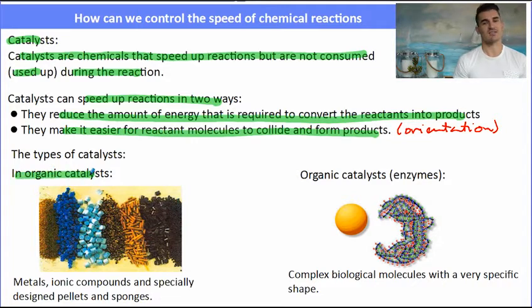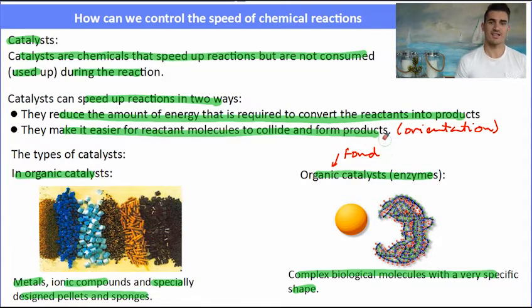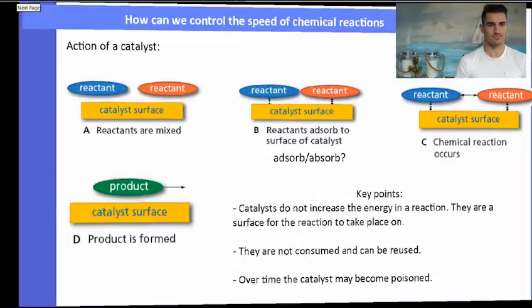Inorganic catalysts are things like metals, ionic compounds, and specifically designed pellets and sponges and meshes that are used in the chemical industry as a surface for the reaction to take place on. An enzyme is an organic catalyst which is useful in an organic system, like an animal. It's in an organic environment. So these are biomolecules which have a very specific shape, and that shape allows it to be very selective and very sensitive to a reaction.